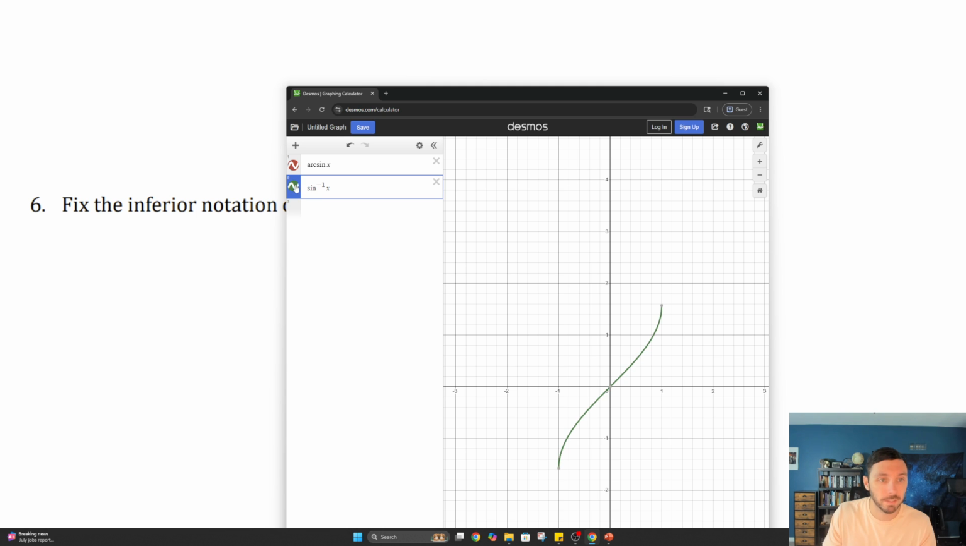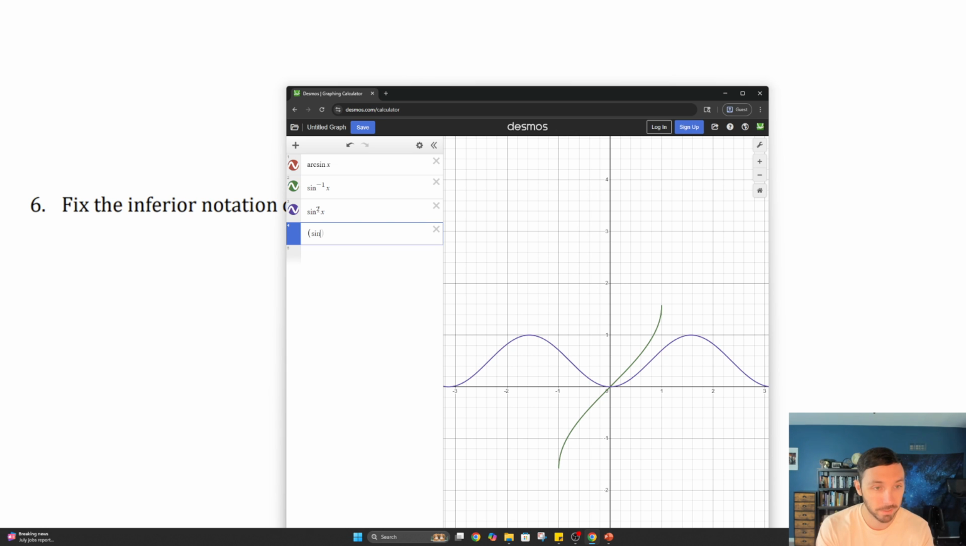The reason why I don't like this notation is that, generally speaking, if I were to graph sine squared x and sine of x all squared, this would be a very small rant, I swear. I'm almost done with it. These are the same. Okay? These two are the same.